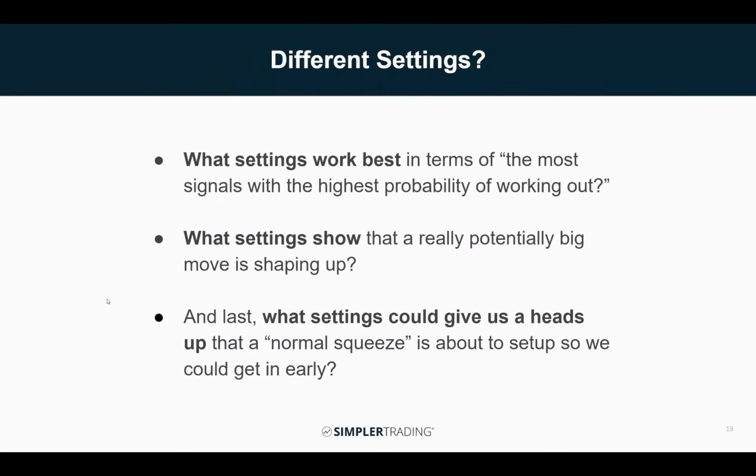Okay, so different settings. What settings work best in terms of the most signals with the highest probability of working out? What settings show that really big potential move shaping up? And last, what settings could give us a heads up that a normal squeeze is about to set up so we could get in early, okay?